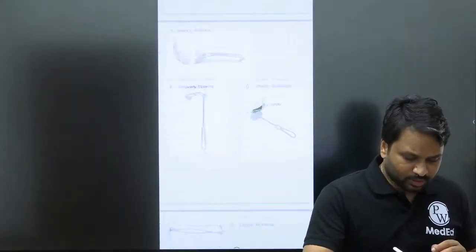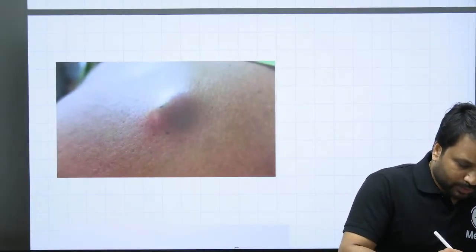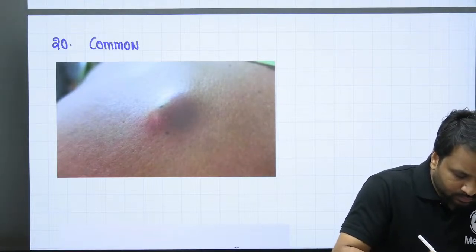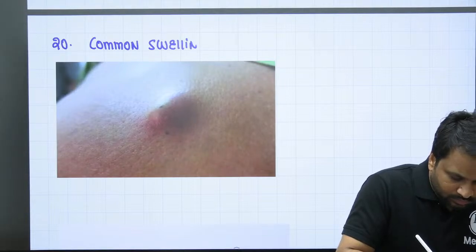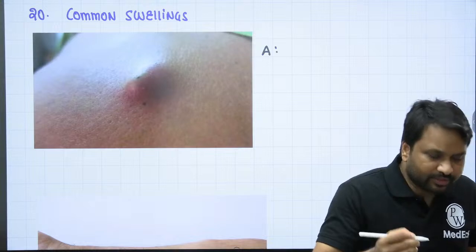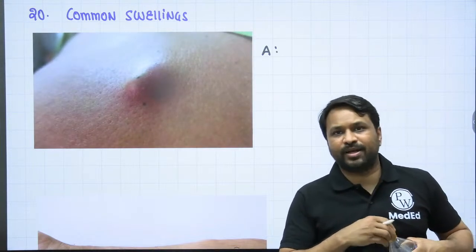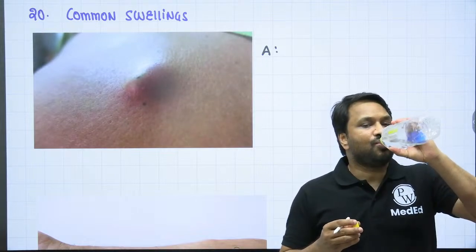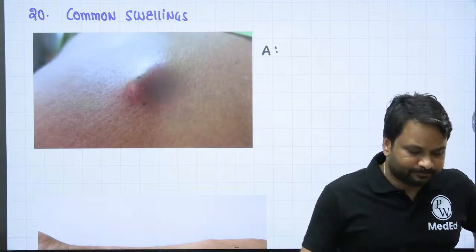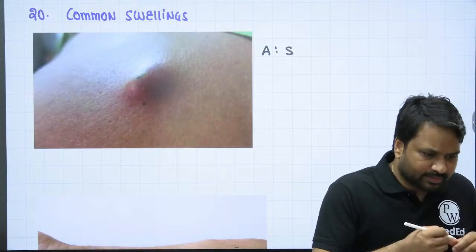We go to the next one, that is going to be 20. Now the 20th series is about common swellings. Can anybody identify the first image that you have? A quick feedback. The first image that is displayed. Okay, Prajwal says sebaceous cyst. How did you know it is a sebaceous cyst? You're spot on with the diagnosis, absolutely correct. This is what we call the sebaceous cyst.